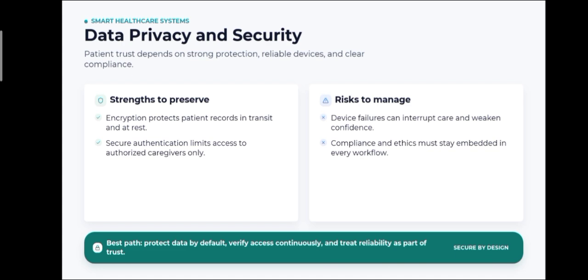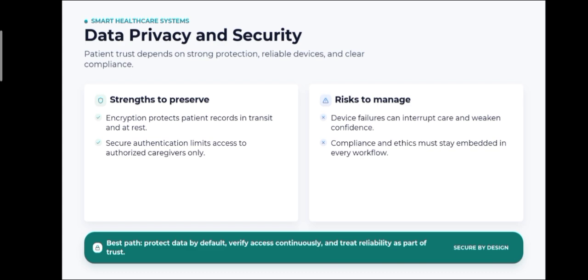There are also risks related to device failures. If a monitoring device stops working, important healthcare information may not be available. Healthcare systems must also follow appropriate compliance and ethical requirements. Therefore, security should be included from the beginning of the system design. The main idea is secure by design. Patient trust does not only depend on accurate monitoring but also on protecting the information.